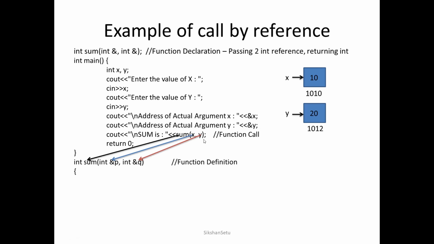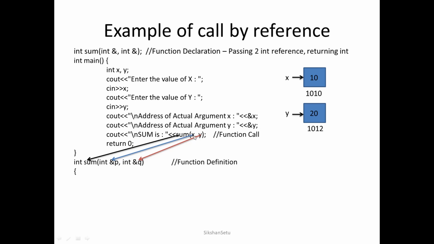Now, this is our function definition. It is the same, the function name is sum, with two arguments, both are reference variables and the return type is integer. So, when this function is called, this sum function will come over here. Now, the first argument is a reference. So, it means integer ampersand p, or integer reference p equals x.